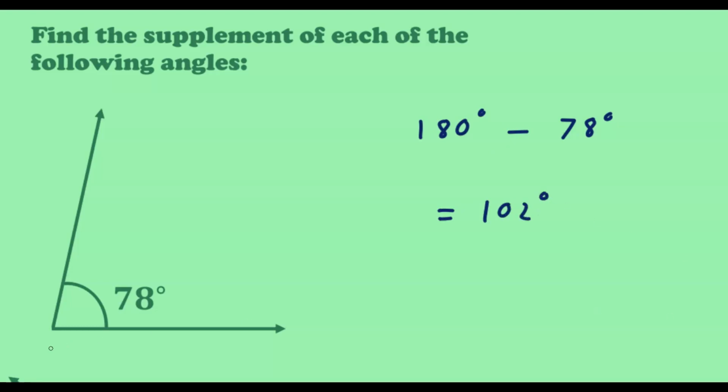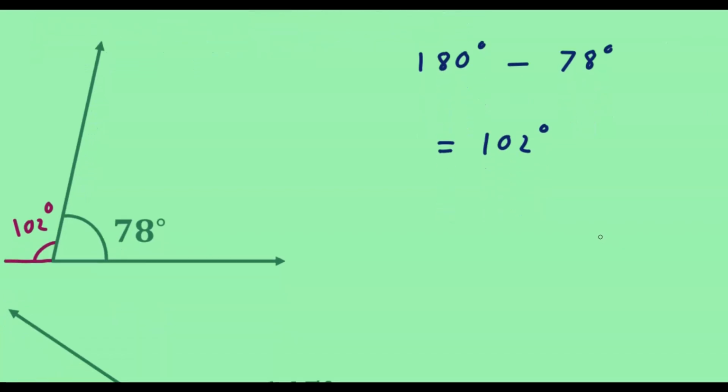So what does this mean? If we draw this line over here, then this angle will be 102 degrees. And this is because we can see that the 102-degree angle and the 78-degree angle, these two together form a straight angle, so that's 180 degrees. So let us move on to the next one.